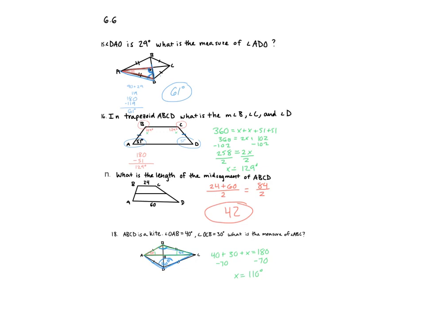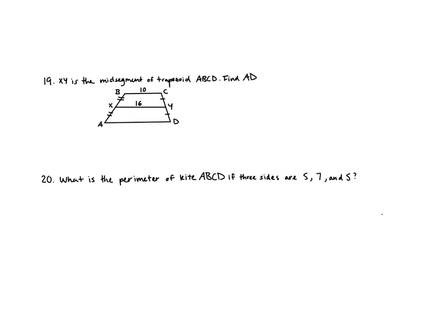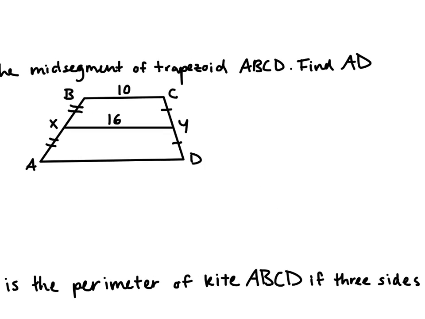All right, last page. XY is the midsegment of trapezoid ABCD. Find AD. Here it gives us one of the bases and the midsegment, and we have to find the other base. So what do we do? Multiply 16 times 2. Because 16 is half of 10 plus whatever this is. So let's call AD x.